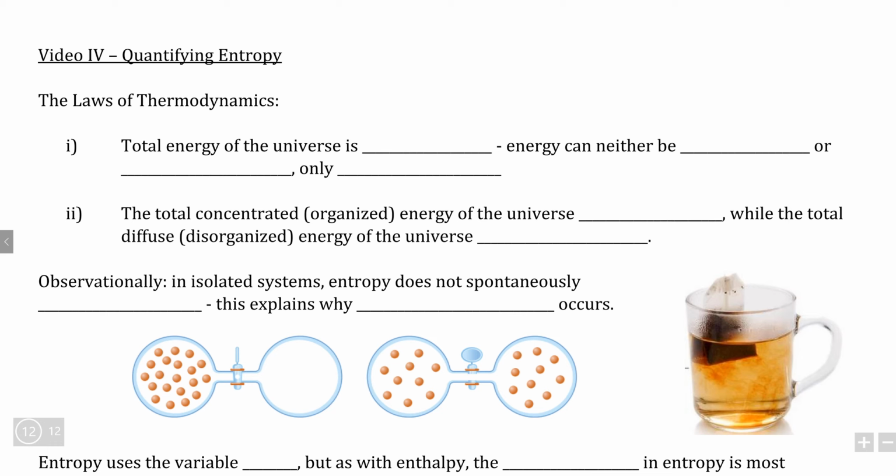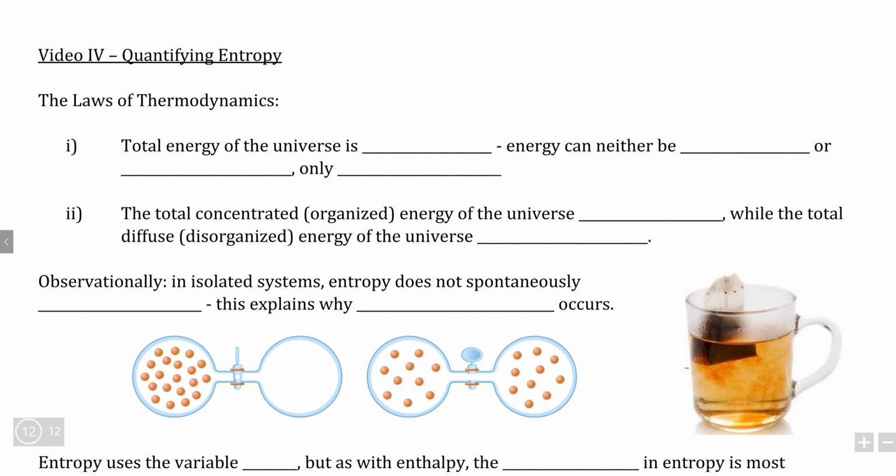In this video, we're going to look at how entropy is quantified and how we can use it in calculations to determine whether entropy favors the reactants or products of a chemical reaction. First off, let's look at the laws of thermodynamics, which govern principles behind how both entropy and enthalpy work.